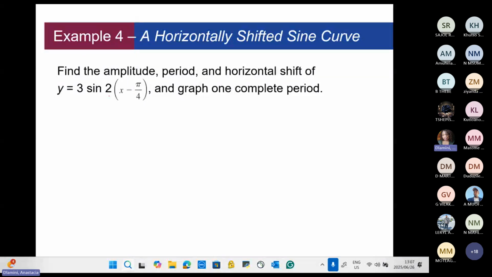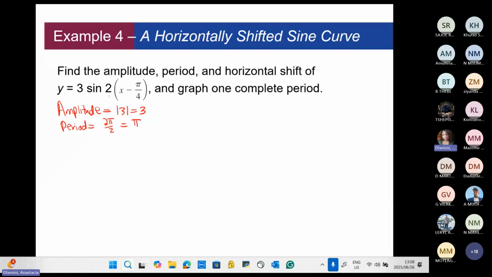Yes. So let's look at it. The amplitude, I want us to do it carefully. The amplitude is equal to what? 3. Thank you, positive 3. The period is equal to what? 2 pi over 2, which means the period is pi. Do you see that?